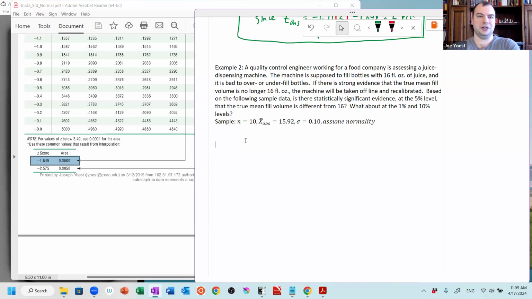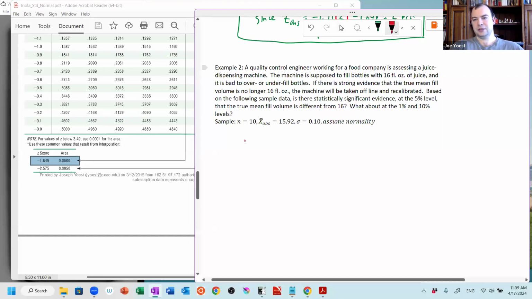Or is it not all that far away from 16, with consideration of all the other parameters? Is it not so far away from 16? Do I think it could very reasonably just be due to sampling error and not strong evidence to shut down the machine? That's what I'm trying to figure out here. So what are my hypotheses?